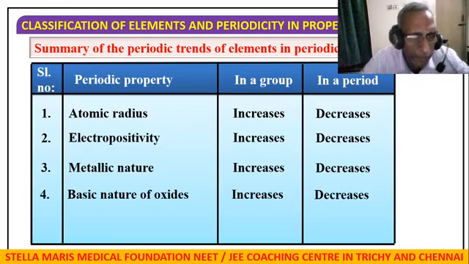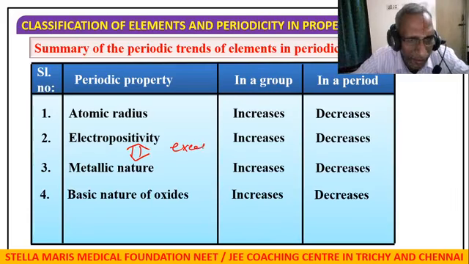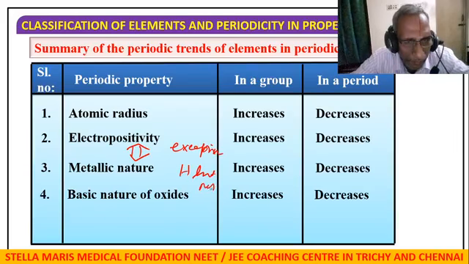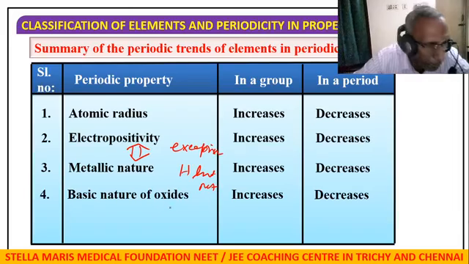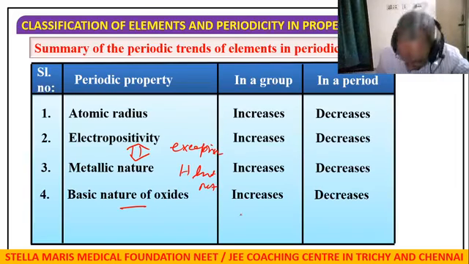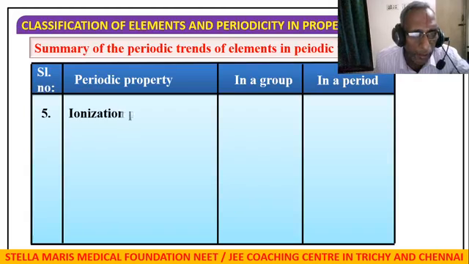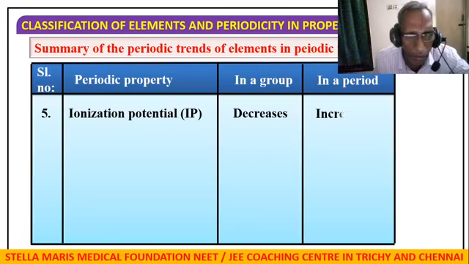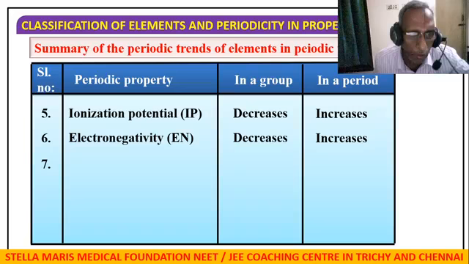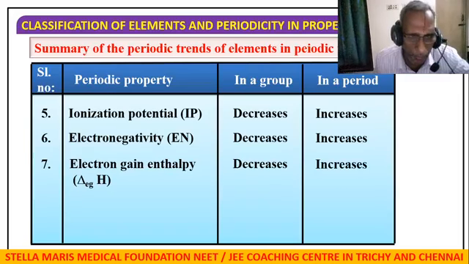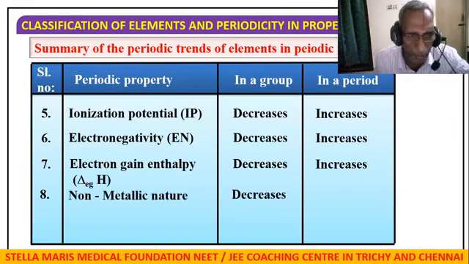So electropositive elements will be metallic. Exception, hydrogen. Hydrogen is electropositive but not a metal. The basic nature of oxides increases and decreases, we will see it in detail. Everybody please make a note, and try to get the answers for the book back questions. If you have doubt, you can post it, you can see later. With this, let us finish this chapter.